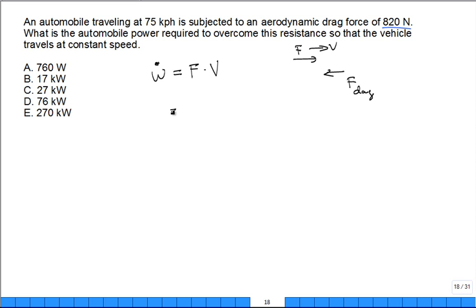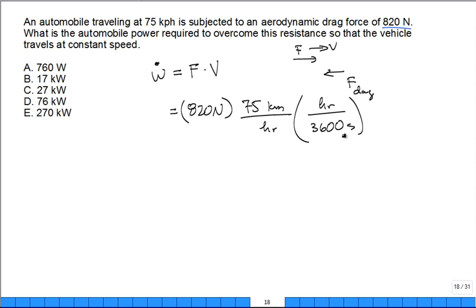So we have a force of 820 newtons, and we have a speed of 75 kilometers per hour. And then do the units carefully. An hour is 60 times 60. Is that how many seconds are in an hour? And then a kilometer, you can leave the kilo there if you want, just don't forget the kilo.